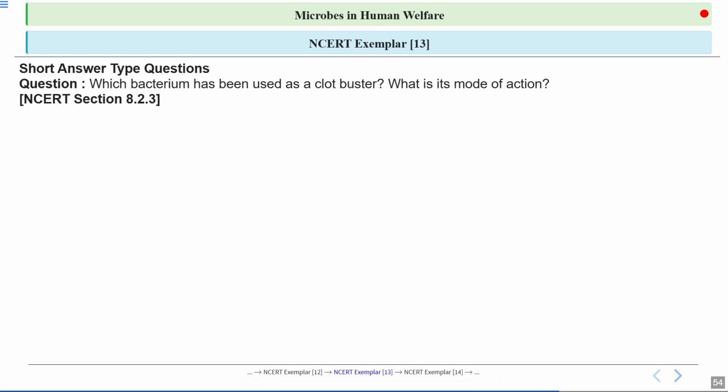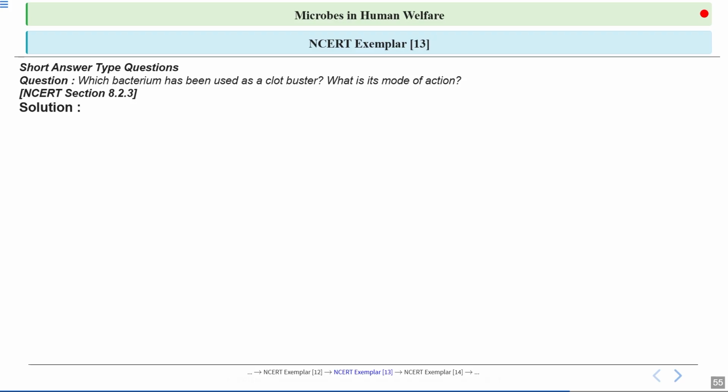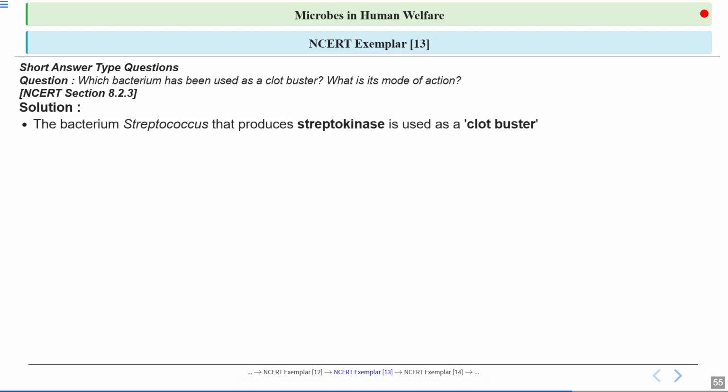Clear? Next question: which bacterium has been used as a clot buster? What is its mode of action? Let's have a look at the answer. The bacterium Streptococcus, which produces streptokinase, is used as a clot buster. Clear?